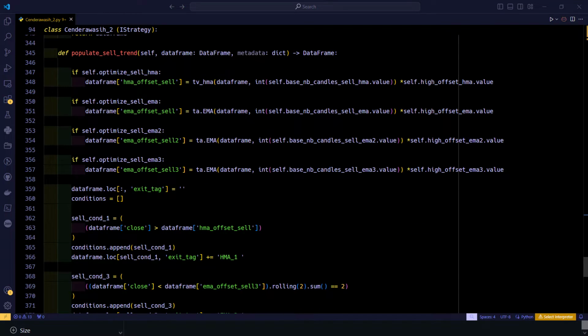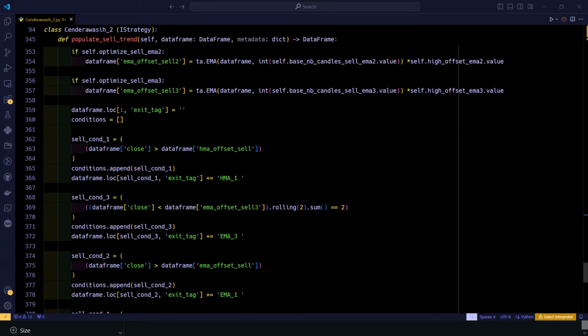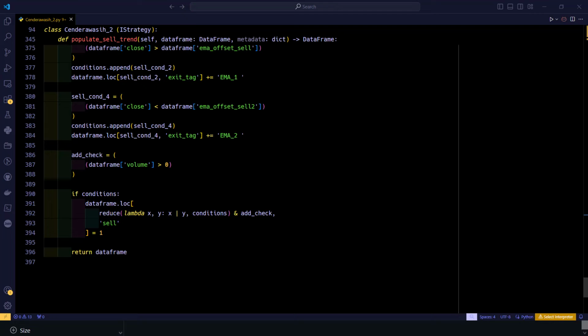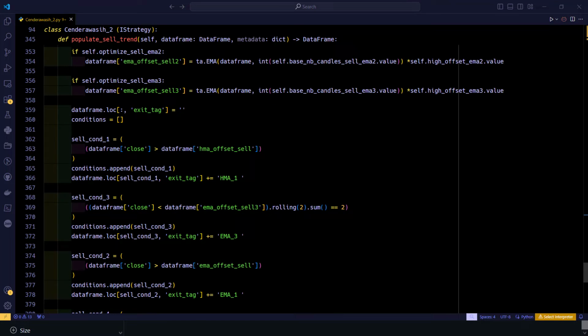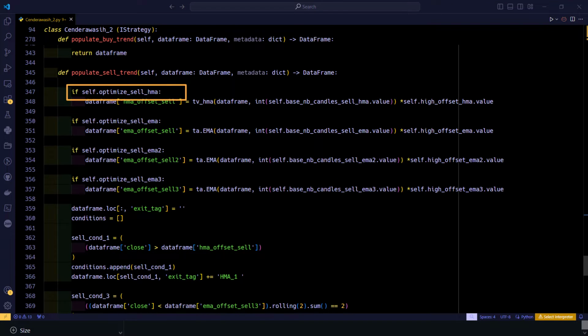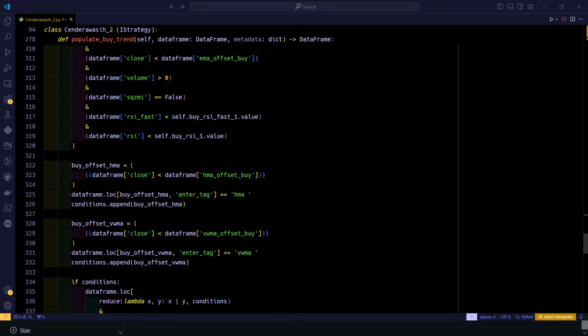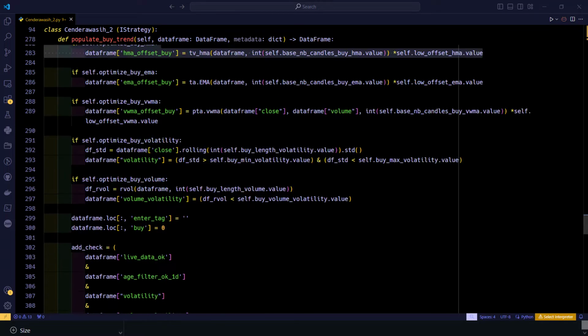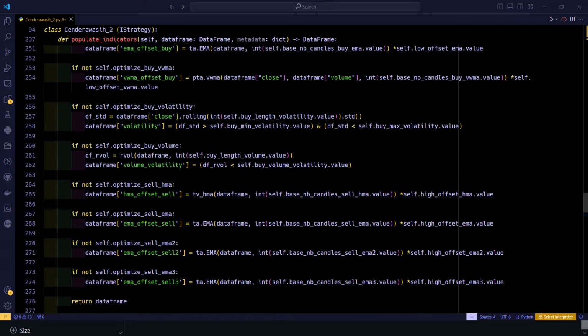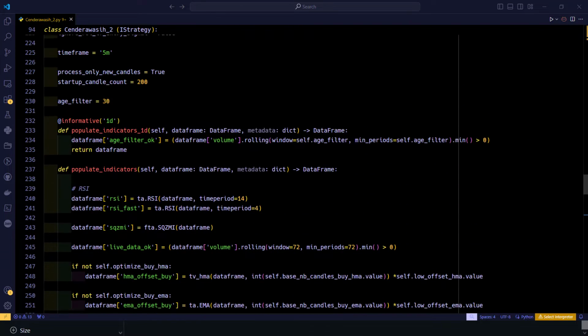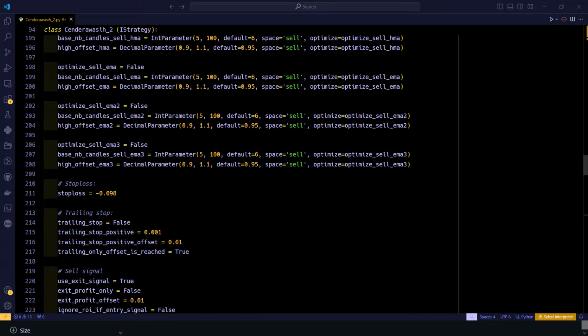Now, as for the sell signals, this part establishes a set of criteria for selling, which includes price comparisons with certain moving averages. And each condition is tagged with a specific label for easy identification. You can also see here that there are conditions that check if the configured parameter is switched on or off. And in the end, this method combines all sell conditions and has an additional check of positive volume. And if any of the combined conditions are met, then a sell signal is generated to sell the position.